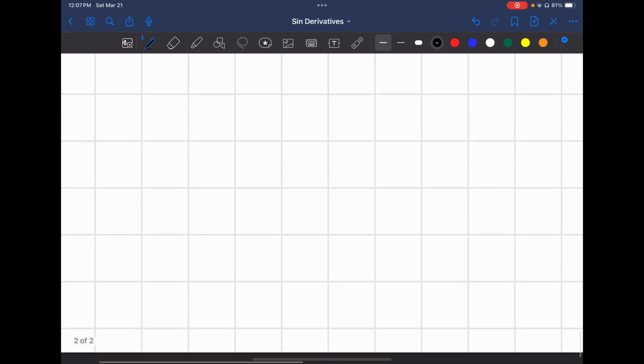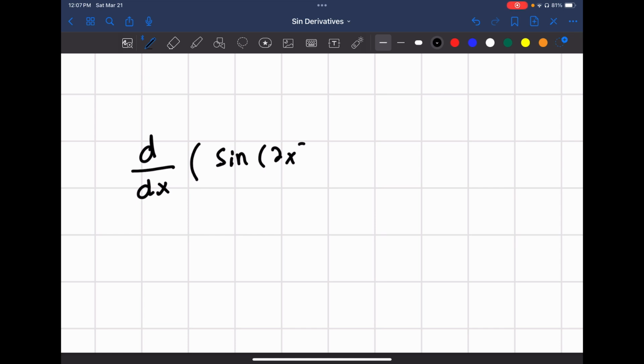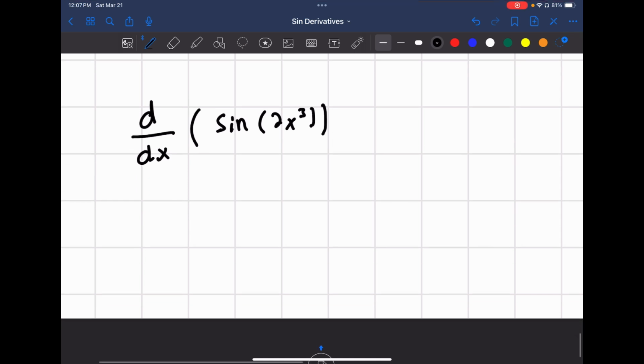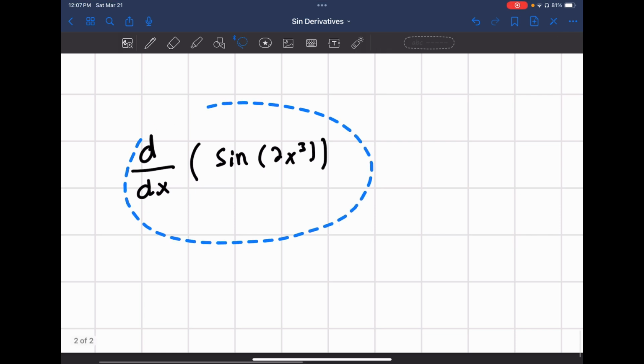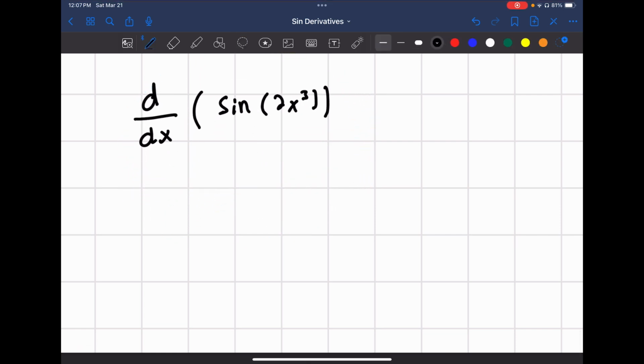Let's do one more example. So d over dx of sin (2x) to the power of 3. Okay, so we want to identify the inner function. So it is 2 times x to the power of 3.